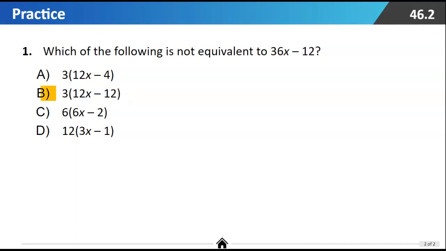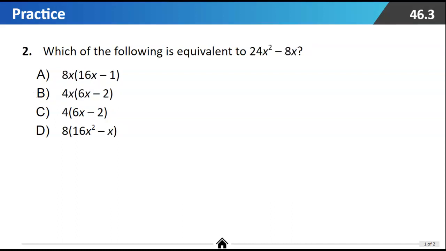The second one, which of the following is equivalent to, so we're looking for 24x squared minus 8x. As I'm looking at each of these, 8 times 16 is much more than 24. 4 times 6 is 24. But we need 8x in the second term. So when you do 4x times 2, that's going to give you the answer that we need.